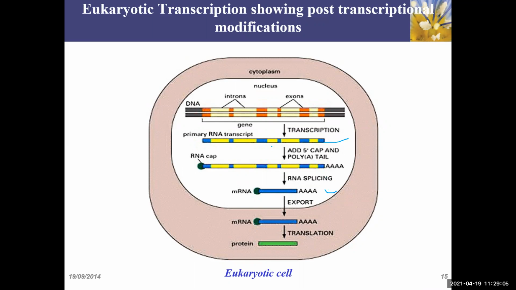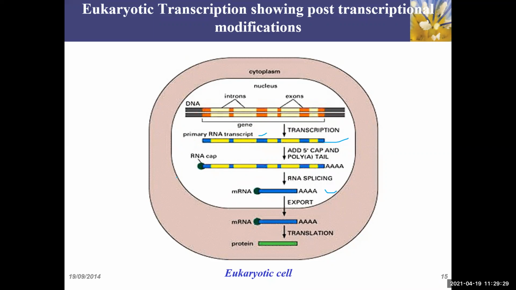Number one, we're removing first of all the introns, as you can see here. And then what happens? As the introns are removed, the exons are joined back again. Point number two, we are doing two other things called capping and polyadenylation.